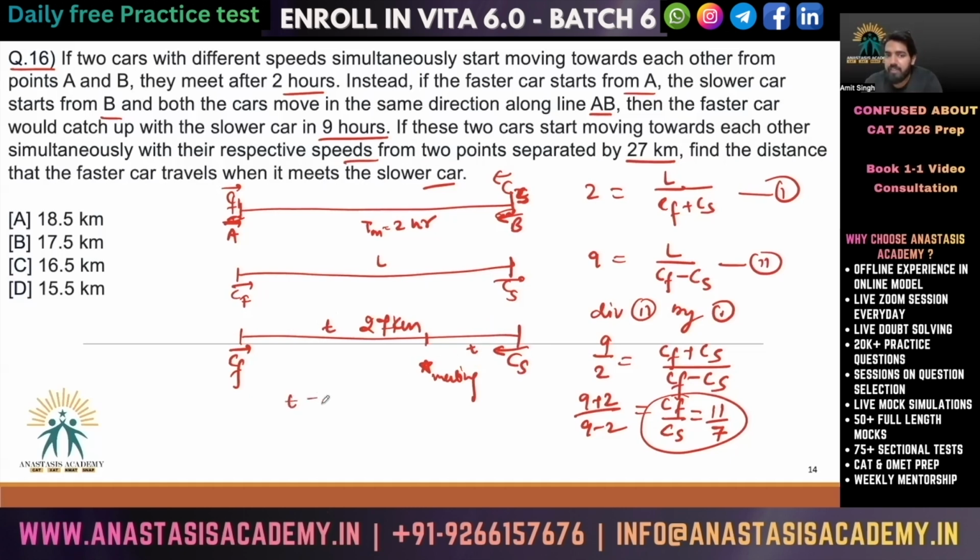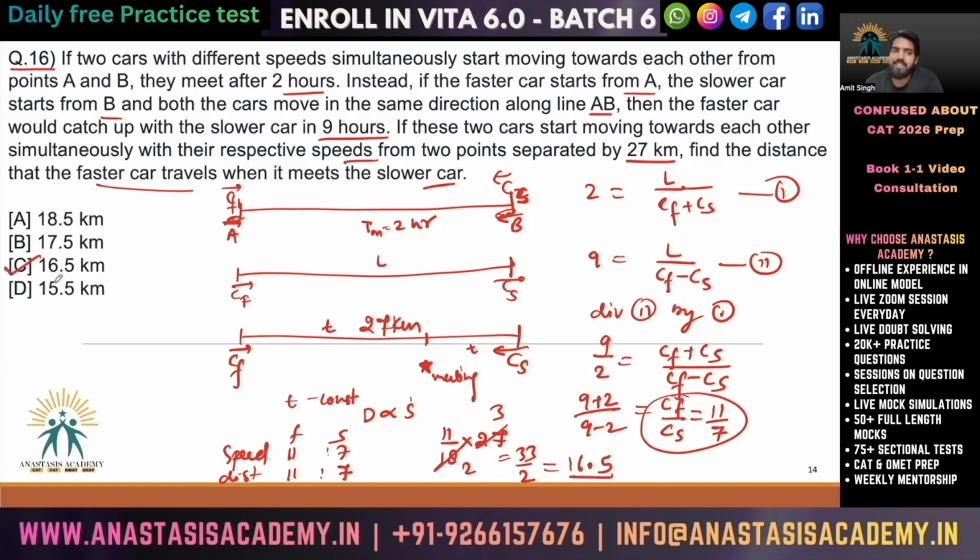If t is constant, then the distance traveled by them would be directly proportional to the speed. The ratio of speed of faster and slower is 11:7, so the distance covered by faster and slower would be in the ratio 11:7. We need to find the distance that the faster car travels. So the faster car travels 11 upon 18 times the total distance, that is 27. 9 goes 3 times, 9 goes 2 times. So 33 divided by 2, that is 16.5. So option C is the correct answer.